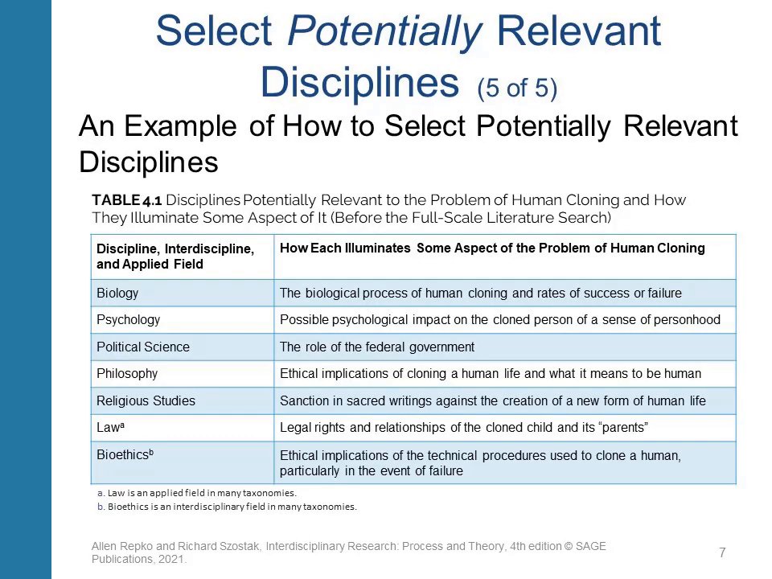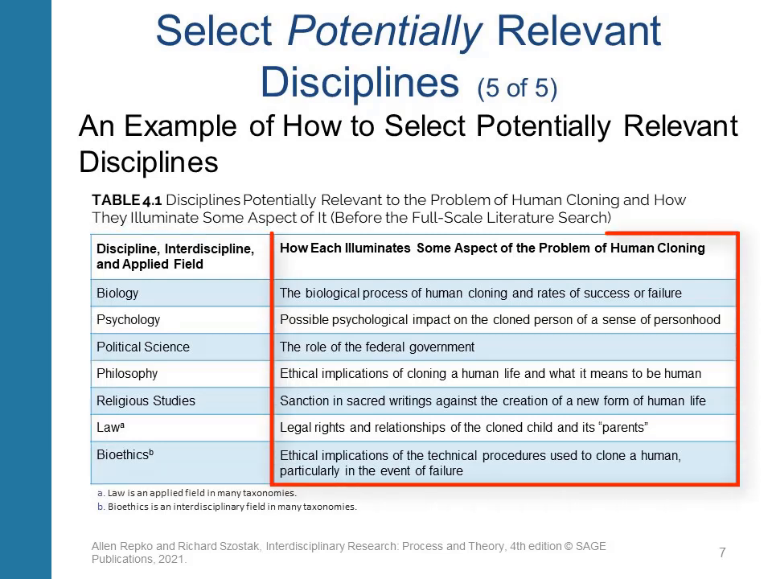This table, Table 4.1 from the textbook, is an example of what we are trying to accomplish in this first sub-step. In the left column, we can see a list of disciplines that are thought to be related to the issue of human cloning: biology, psychology, political science, philosophy, religious studies, law, bioethics.